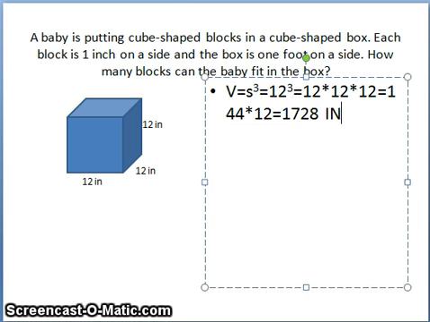And then just like we talked about before, we do want to put our units on there. So how many blocks can the baby fit in the box? The baby can fit 1,728 blocks in the box. So it would be that number of blocks because that's how many inches cubed are in the box. And each of the baby's cube-shaped blocks is 1 cubic inch. There are 1,728 cubic inches. So therefore 1,728 blocks.